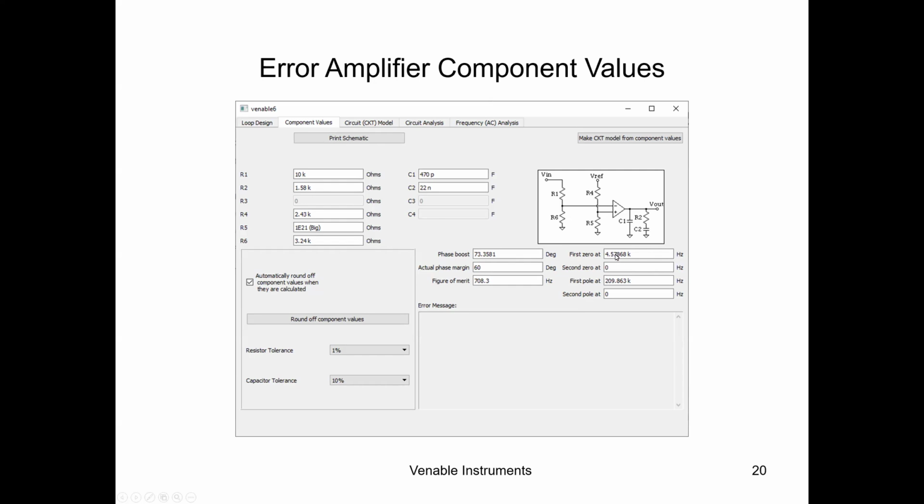It will give you your first pole and first zero, the phase boost, and the phase margin. If you don't have enough phase boost, you would most likely get an error message down here telling you that you can't use this type of amplifier for the desired phase margin or crossover frequency that you're looking for.